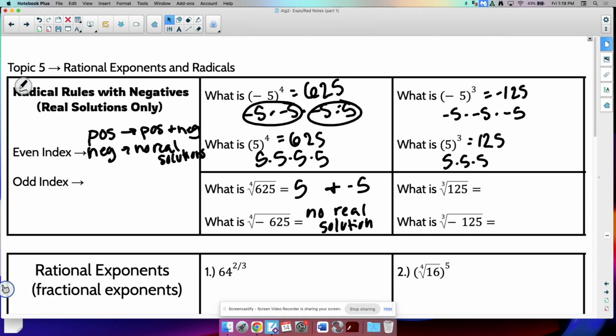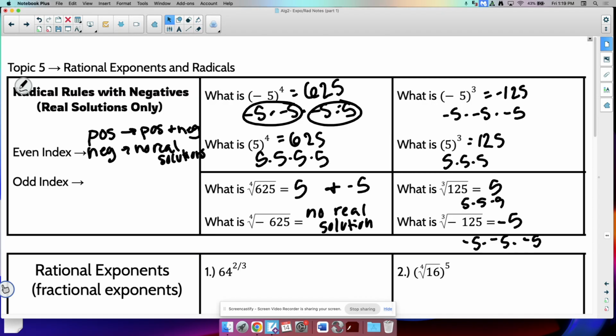What's the 3rd root of 125? 5, because it's 5 three times. Now what number times itself 3 times would be negative 125? Negative 5. So if you have an odd index, so a 3rd root or a 5th root, the negative can come out, because if you have an odd amount of negatives, your answer is negative.